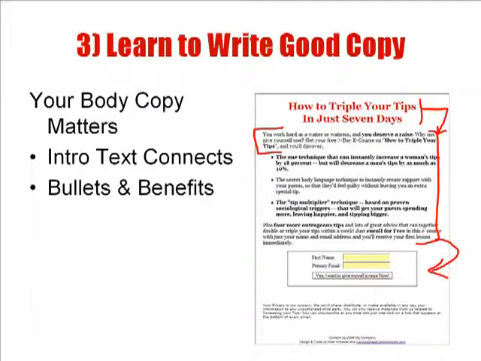Then you have your bullets and benefits. This is going to lay out some of the specific things that are part of the offer. So I don't know if you can read this, but it talks about a technique that can instantly increase a woman's tip by 18%, but will decrease a man's tips by as much as 10%. That's interesting. So these bullets here need to connect to the benefits that you're offering somebody.